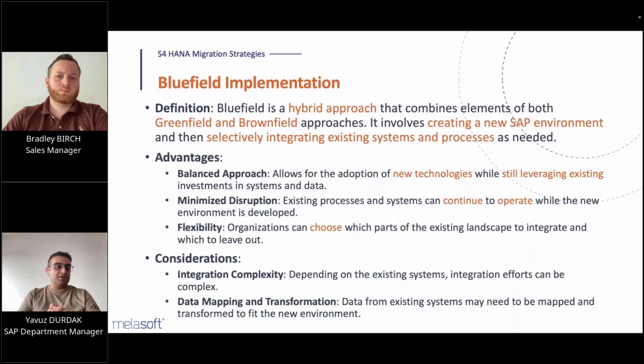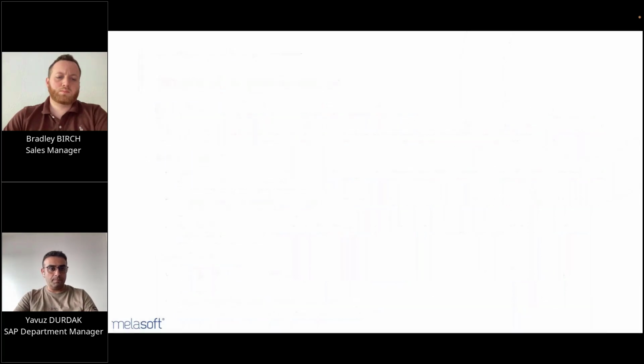In this implementation approach, what are the considerations? First of all, integration complexity. Depending on the existing systems, integration efforts can be complex. This is the main complexity. Also, data mapping and transformation. Data from the existing systems should be mapped and transformed to fit the new environment. This is the other complexity, which we also observe in the Greenfield implementation as well.